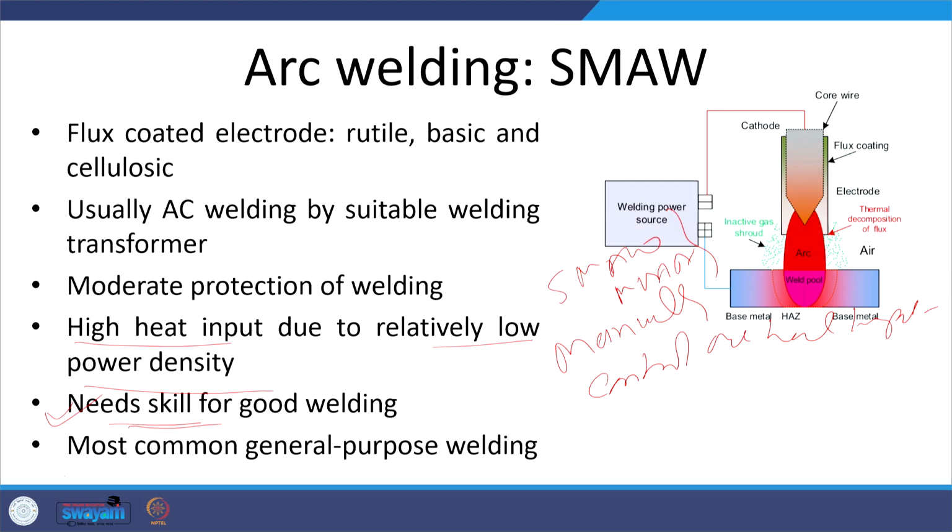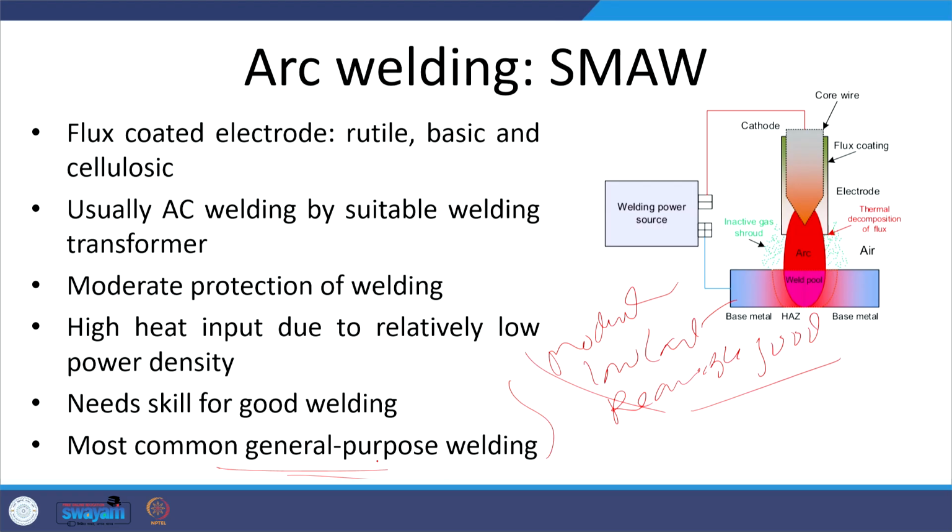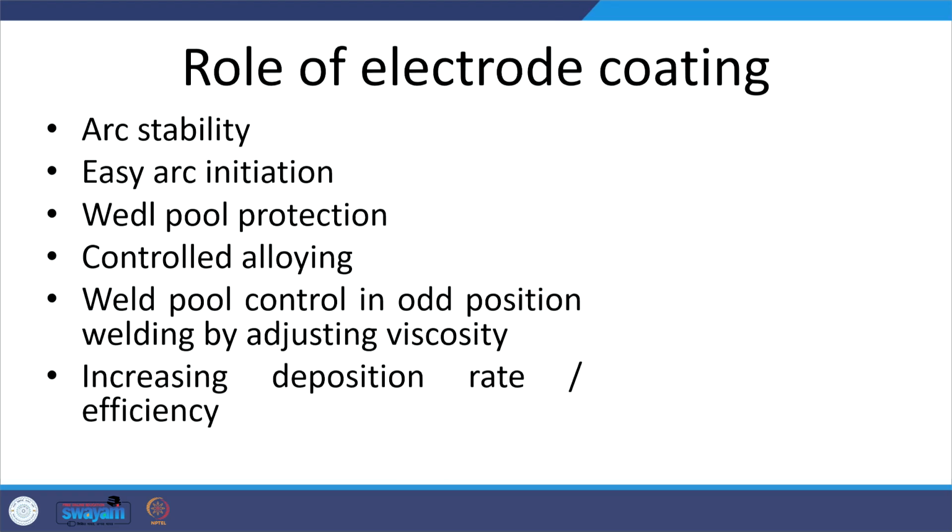So, this process needs good skill for development of a good and sound weld joint. Due to the moderate protection, low cost and reasonably good quality weld, this process is generally used for most general purpose applications of welding. As I said, in SMAW, basically the core wire is coated with suitable types of fluxes.